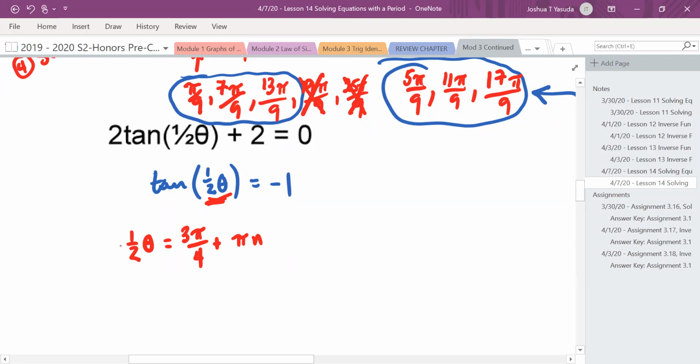And then I'm going to multiply everything by 2 so that theta is 1. So then theta equals, I don't know, 3 pi over 2 plus 2 pi n? Yep. Great.